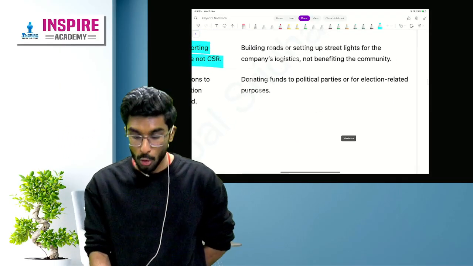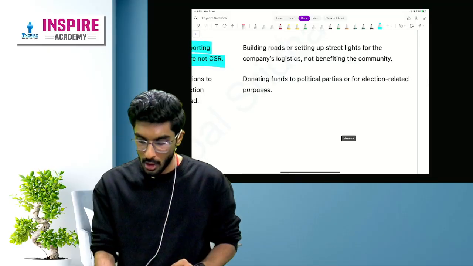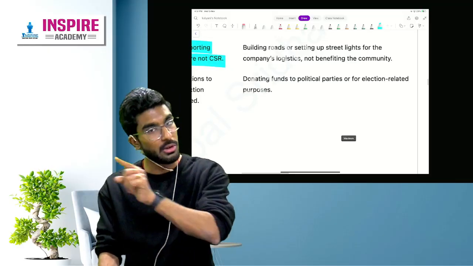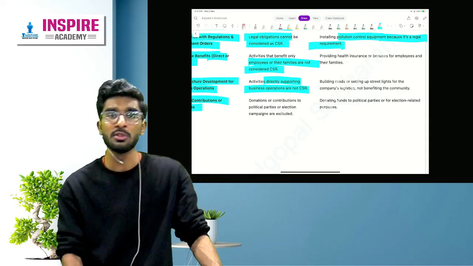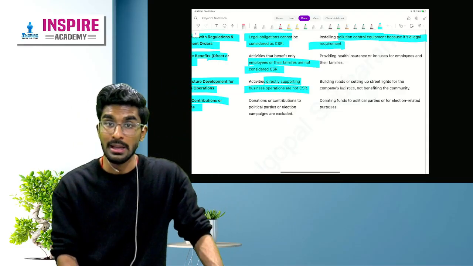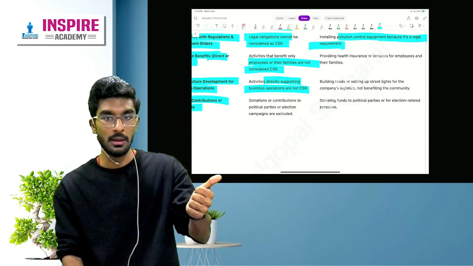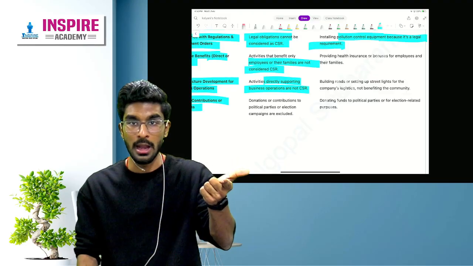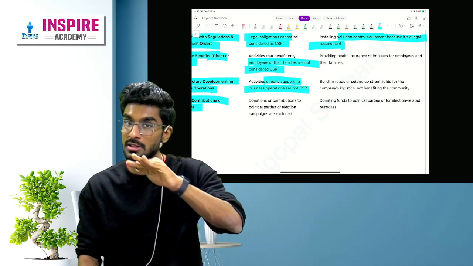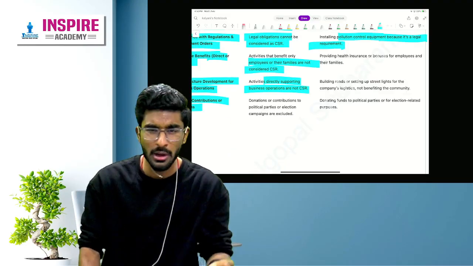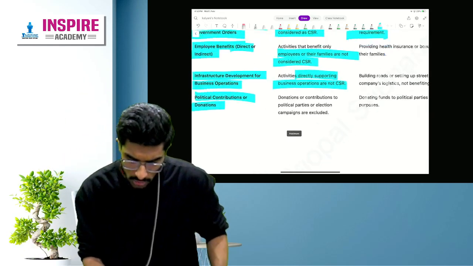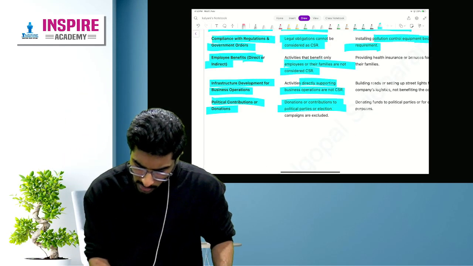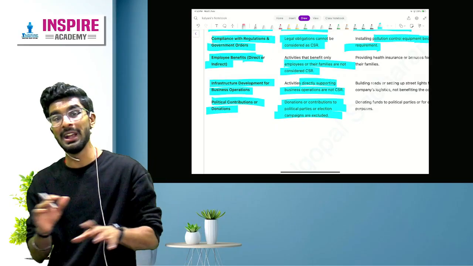And last, political contribution or donation can never be called CSR expenditure. Donating funds to political parties or for election related purposes, you can never call this CSR expenditure. But this is for the society's well-being? No, no. Is the society growing economically, environmentally or socially? No, because by giving money to political parties, how are you growing the society? Donations or contributions to political parties or election campaigns are completely excluded.